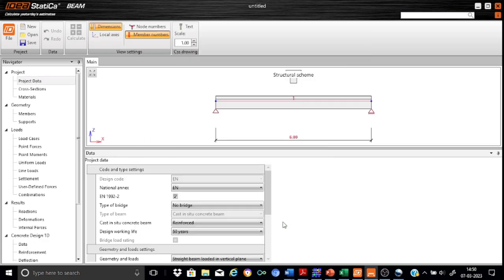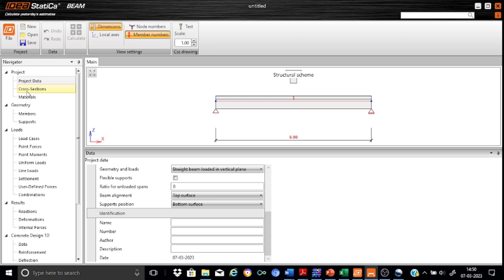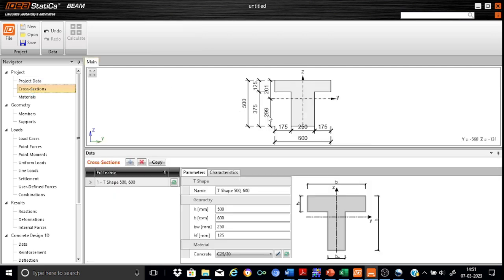Now, before seeing the results, as already explained in the previous tutorials, please go through all the ribbon items and ensure that the data is acceptable. For example, you can see that yes, we are using the national annex EN, and the design code will be EN, and the reinforced concrete beam, all those things. And you can go to the cross sections. You can see all the cross section dimensions, whether they are acceptable to you, and you can also see the properties of this cross section by pressing the characteristics of the section, which will provide you the moment of inertia, location of the centre, etc. That is anyway not going to be shown here.